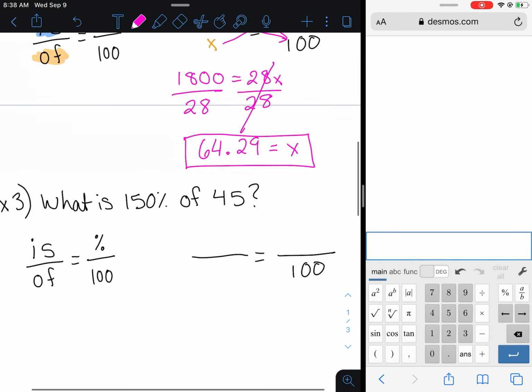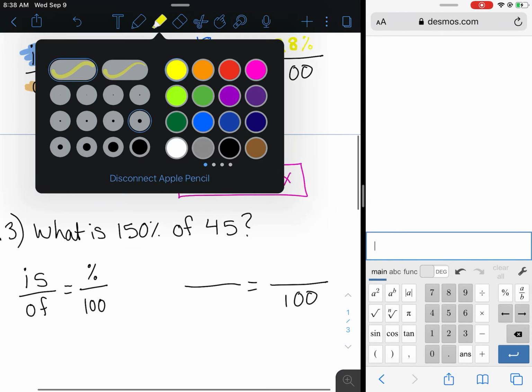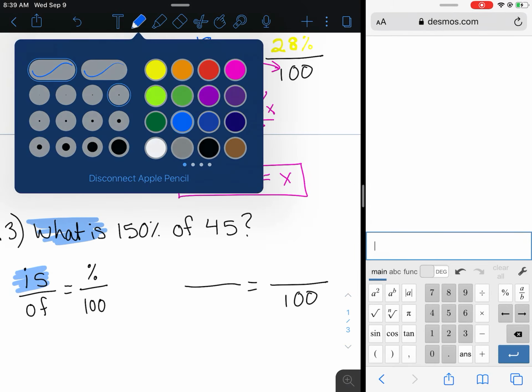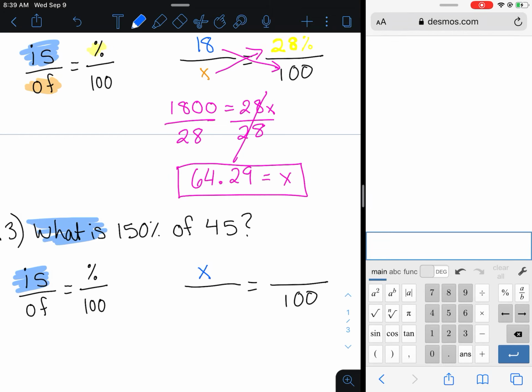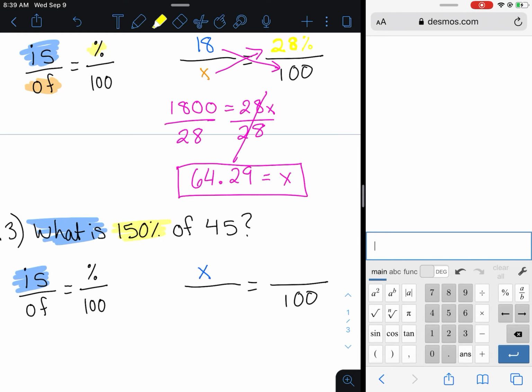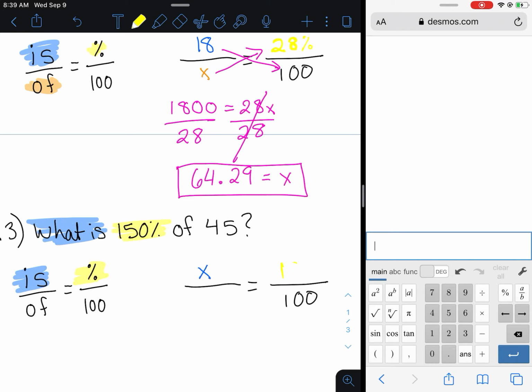All right, and our last check here, what is? So our question is the what is. It says what is. So is, in this case, is going to be our x value, or our variable, whatever letter you choose. And it says 150%, so that is our percent. And then our last part is the of 45.